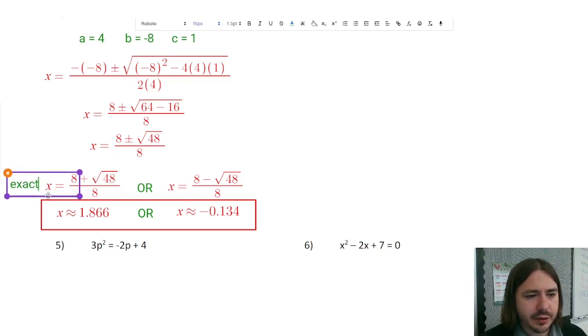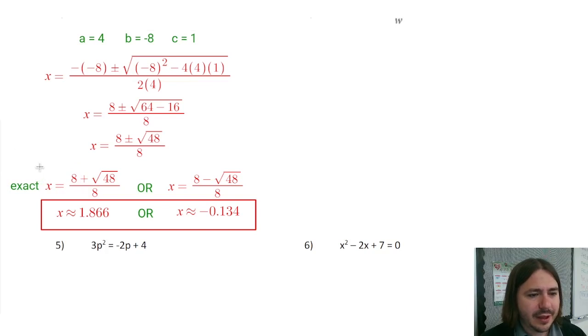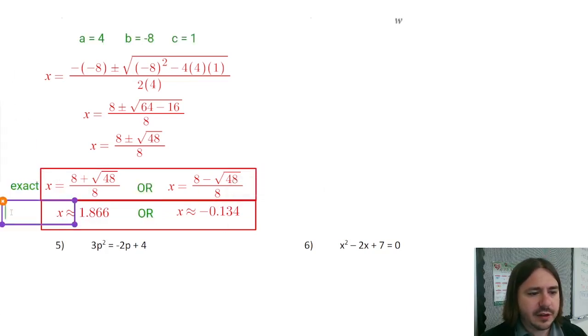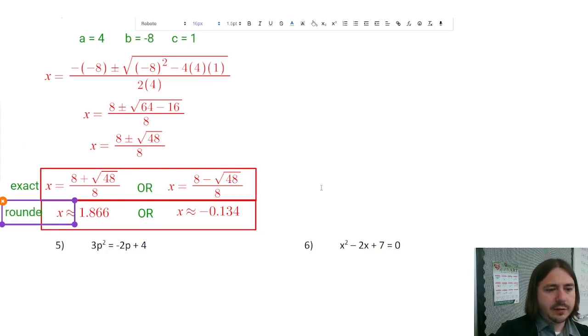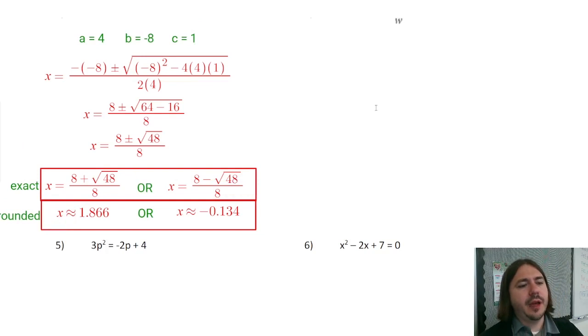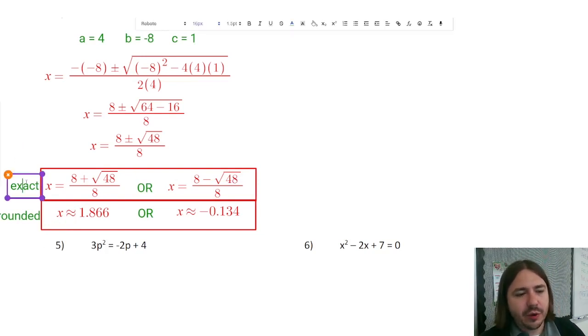And my box disappeared there, no big deal. That keeps happening. And then this would be considered our rounded answer. Okay, so I might not do the rounded answer on all these. I think if you can get to the point where you can get the exact answer, I'm just going to assume that you know how to plug that into the calculator. So I think this might be the only one where I go and actually type this in.